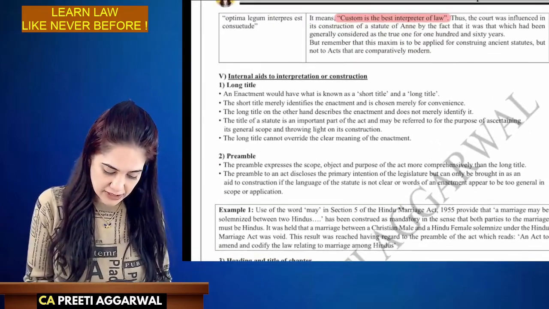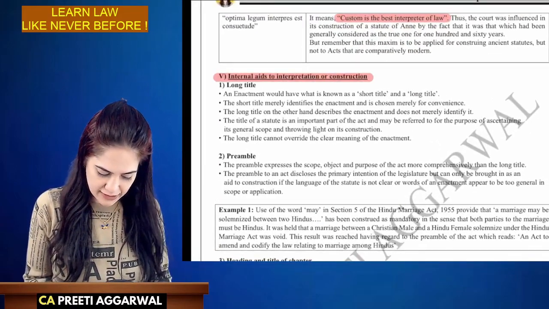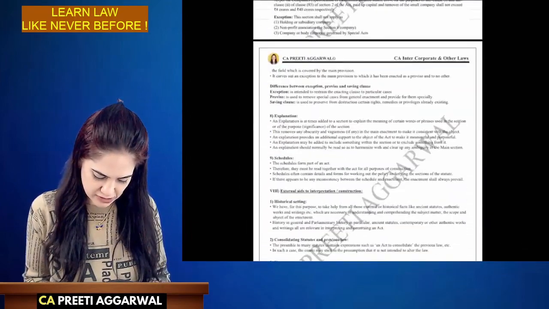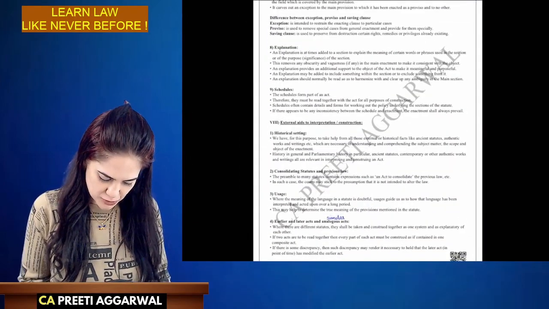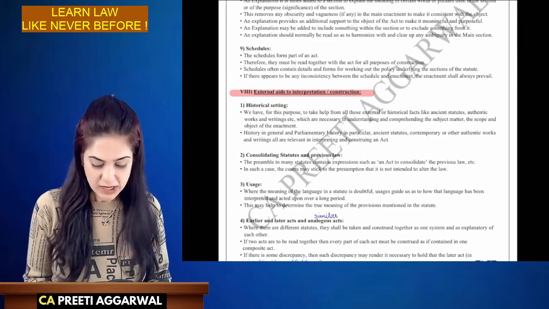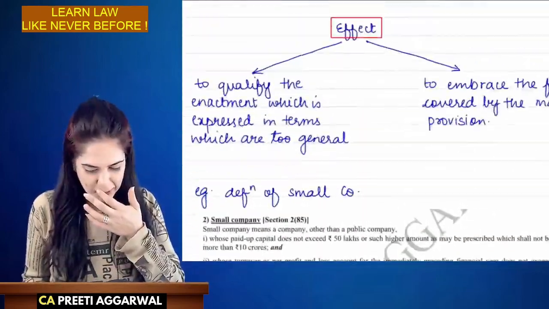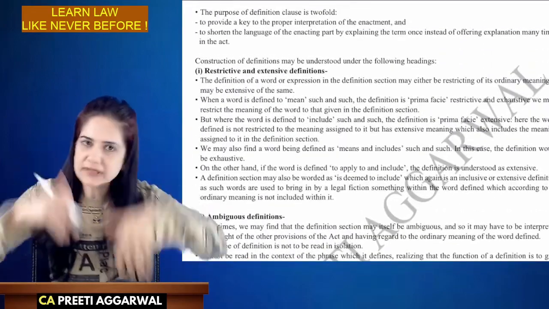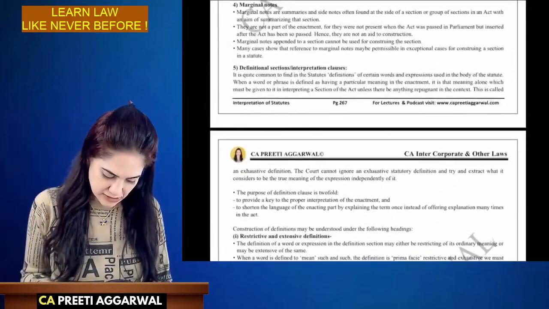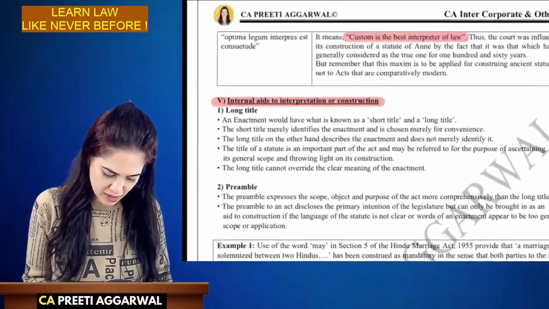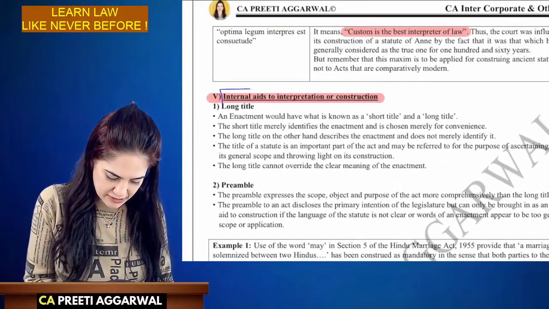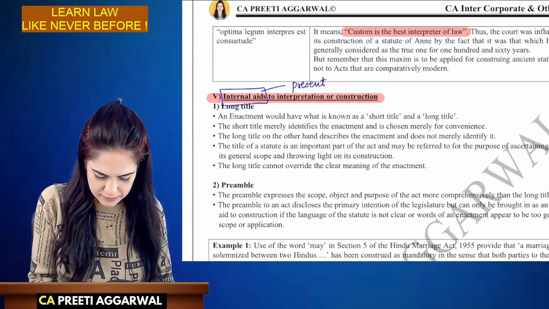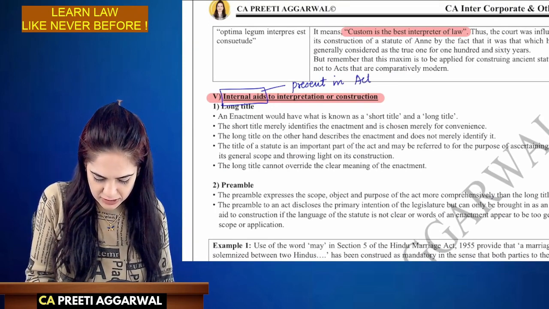Now, there are certain internal and external aids to interpretation or construction. So we will first discuss the internal aids and then we will also study the external aids. Internal aids help to understand the law, but these aids are in the act itself. Internal aid means they are present in the act itself.